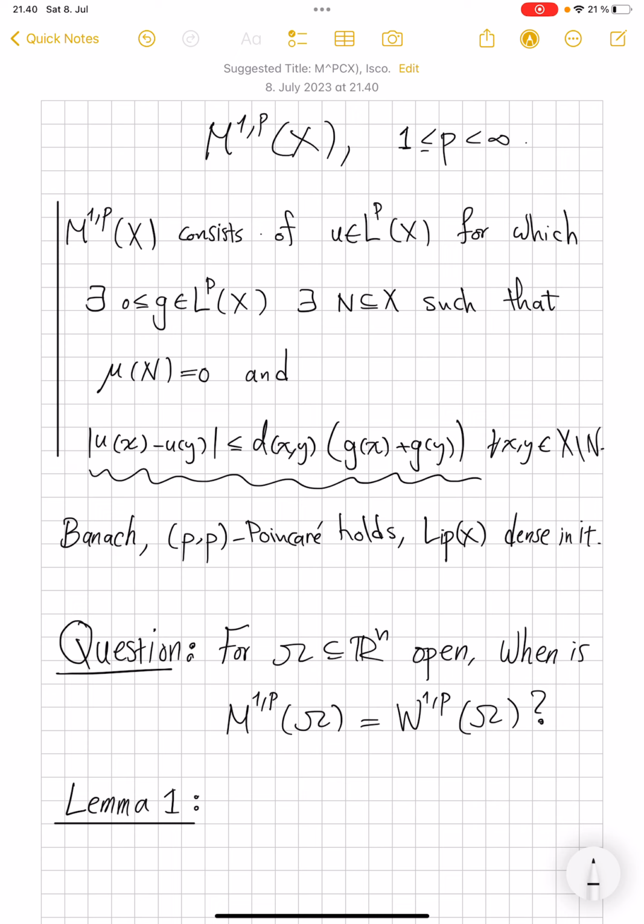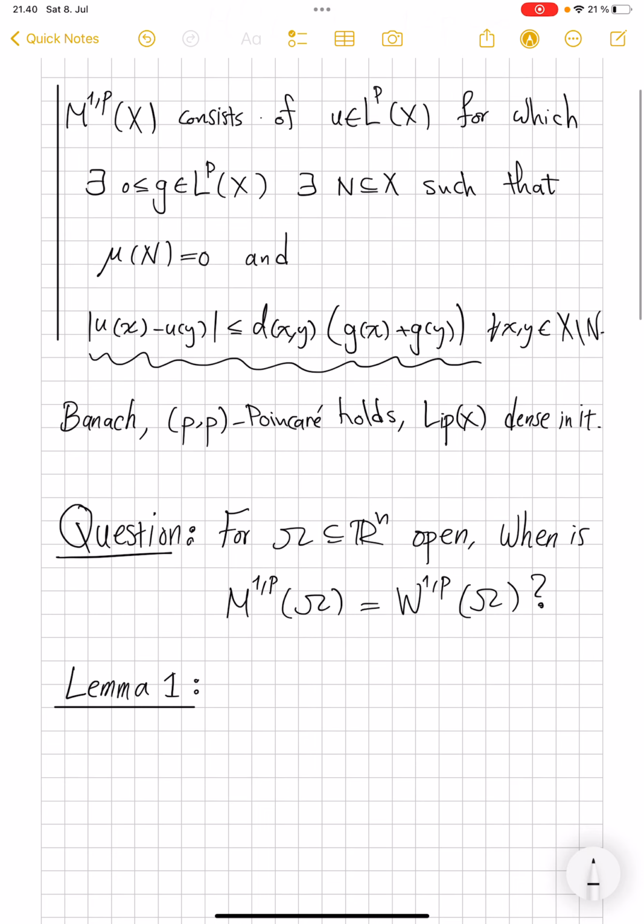Even the measure is not assumed to be doubling, which is usually the minimum you assume for good results. So per definition, we don't need that. And in this generality, we prove that the space is a Banach space, that the p-p Poincare inequality holds on this space, provided that the measure of the space is finite, and that Lipschitz functions are dense in this space, which are properties that are already very different from the class of Newtonian Sobolev functions that we will define later.